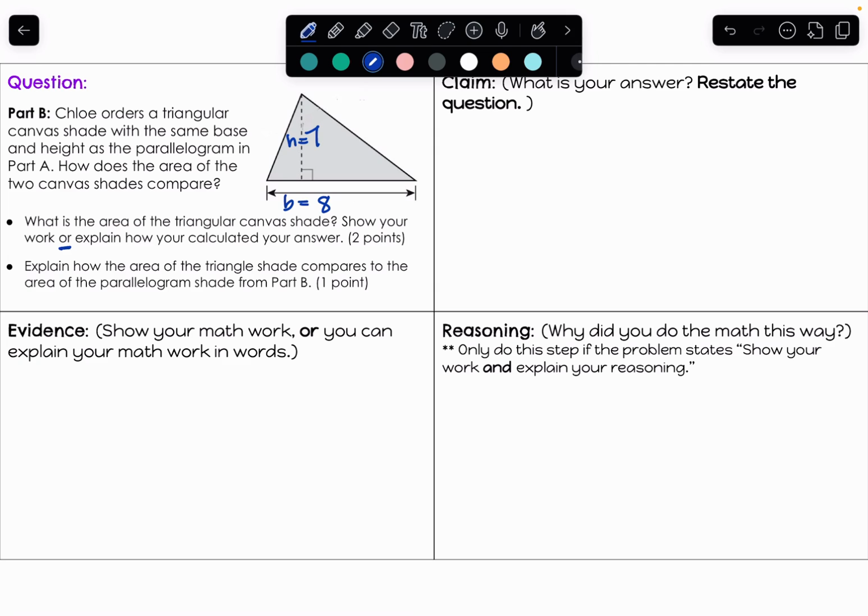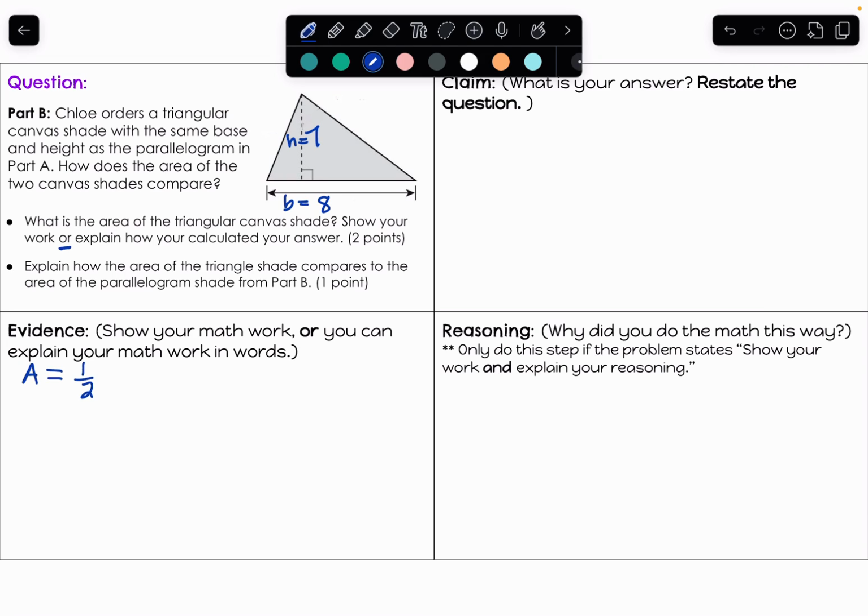And then second part says, explain how the area of the triangle shade compares to the area of the parallelogram shade. So not only do we have to show our work for the triangular shade, but we also have to explain how it compares to the area of the parallelogram shade. I'm going to start with my evidence, because I need to solve for my answer first. And since we're trying to find the area of a triangle, I'm going to use the triangle area formula, and I'm going to list that first.